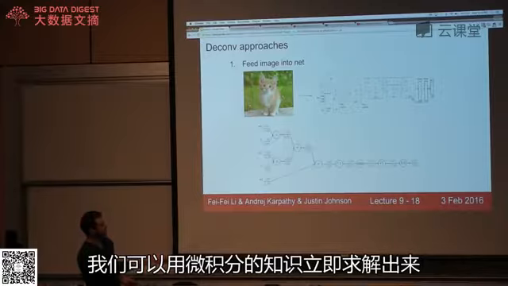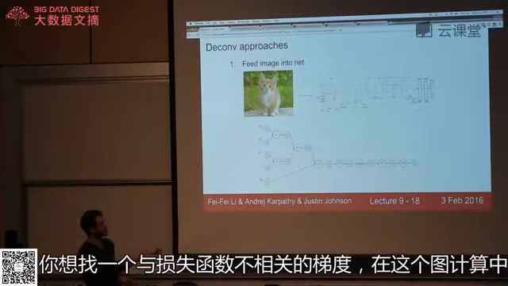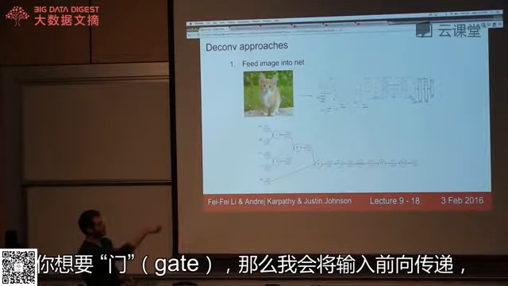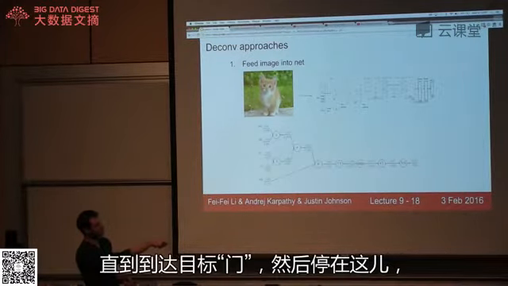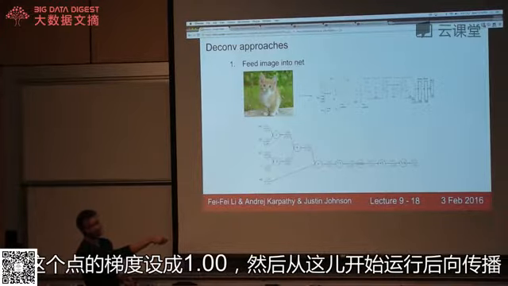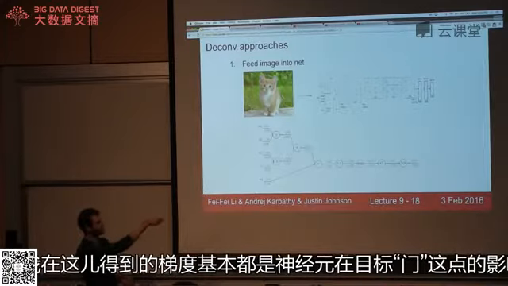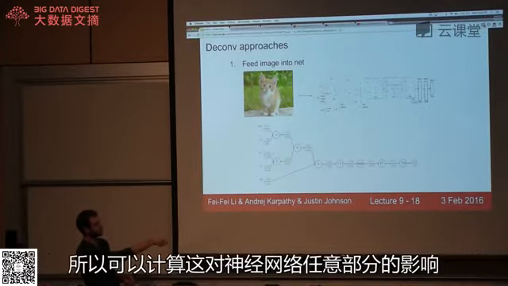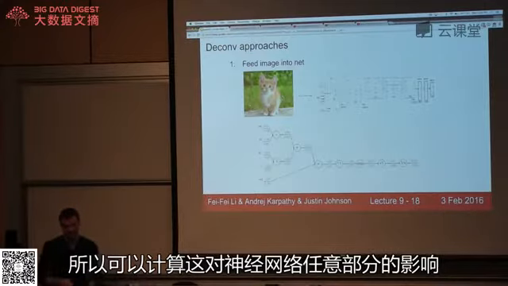So for example, if we wanted the gradient not with respect to the loss function, but in this computational graph we wanted the gradient for this gate, then what I would do is run the inputs forward until this gate, stop right there, set 1.0 as the gradient at this point, and run backpropagation from here. Whatever gradients I obtain here are the influence of these neurons on this gate. That's how you can compute your influence on any arbitrary part of the network.